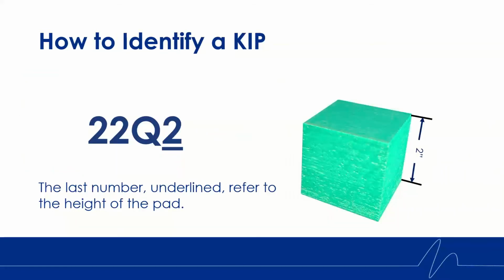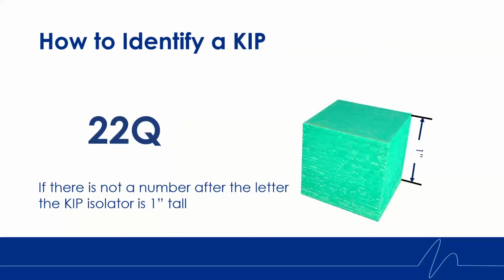The last number refers to the height of the KIP isolator. Please know that a KIP isolator cannot be taller than it is wide. For example, a 22Q3 is not possible. If there is not a final number, such as 22Q, this means that the KIP isolator is 1 inch tall.